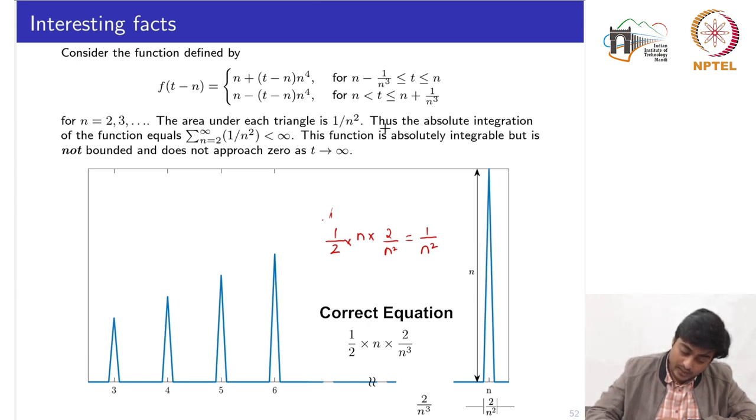So if we compute the absolute integration of the function, it equals this summation, which is a finite summation, because as n increases from 2 to infinity, this summation would be finite.